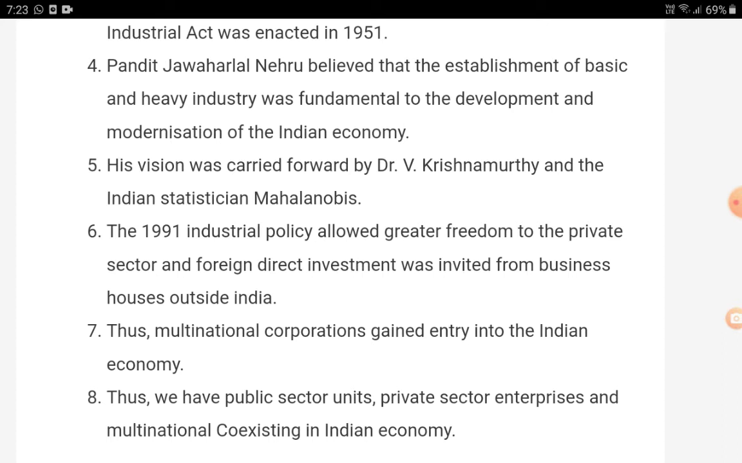The 1991 industrial policy allowed greater freedom to the private sector and foreign direct investment was invited from business houses outside India. Thus, multinational corporations gained entry into the Indian economy. Thus, we have public sector units, private sector enterprises, and multinationals coexisting in the Indian economy.